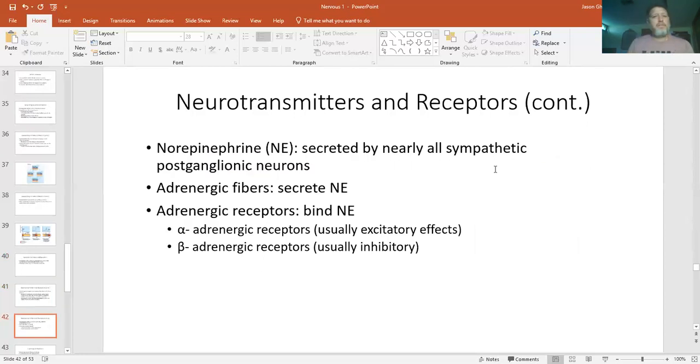Some more neurotransmitters. Norepinephrine. This is almost completely in the sympathetic, again, that fight or flight aspect of it. So you have your adrenergic fibers that secrete the norepinephrine, and then you have your receptors that bind the norepinephrine. There's a couple of types of these. You have an alpha adrenergic and a beta adrenergic. Again, one's usually excitatory and the other's inhibitory.